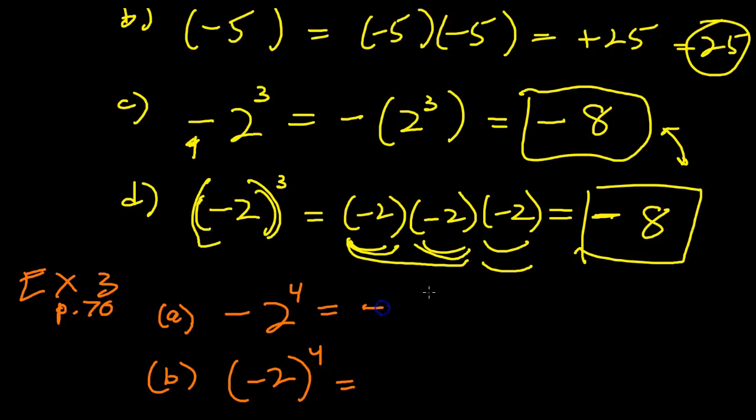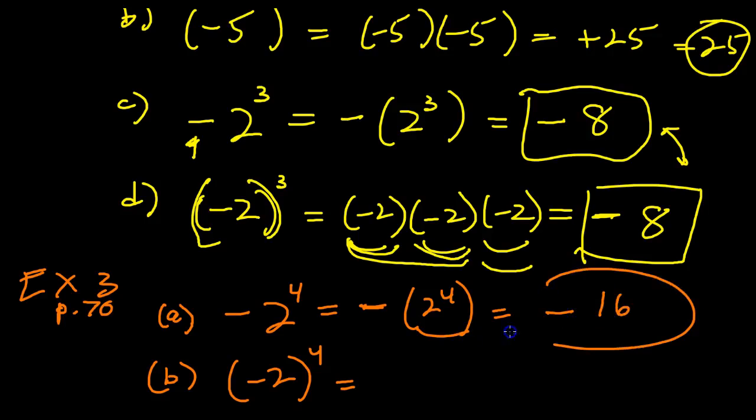Minus 2 to the 4th power, well, again, the implication is we do 2 to the 4th power first and then negate. All right, so 2 to the 4th power, well, that's 2 times 2 times 2 times 2, and that's 16. So our return is going to be negative 16 for part A.